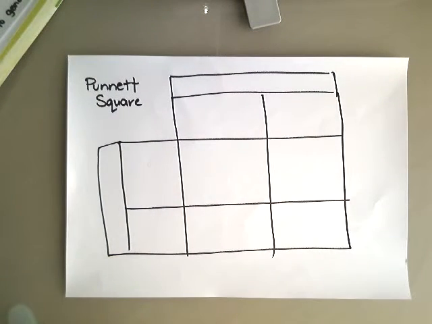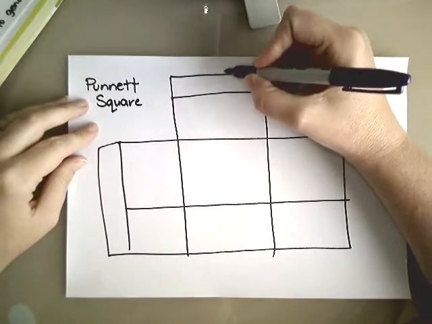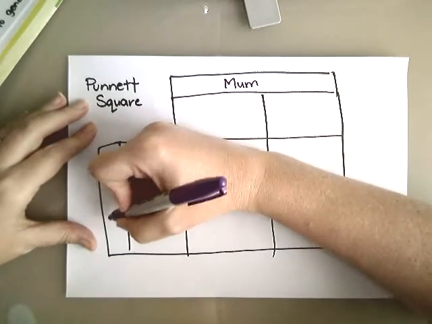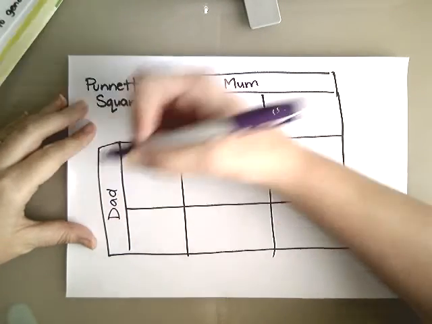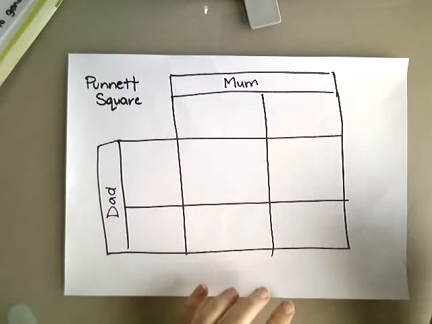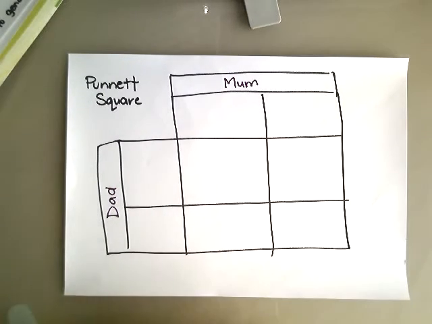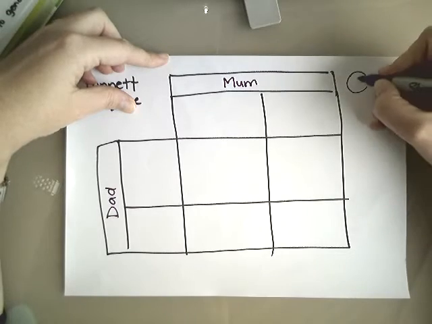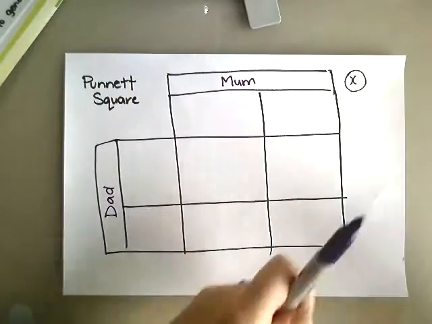So this is a basic Punnett square grid, and at the top here we usually put down mum, and on the side here we usually put down dad. It actually doesn't matter which order you put those in, but generally we put mum at the top and dad at the side. Now, mum is going to have her entire cell, with 2 copies of the DNA.